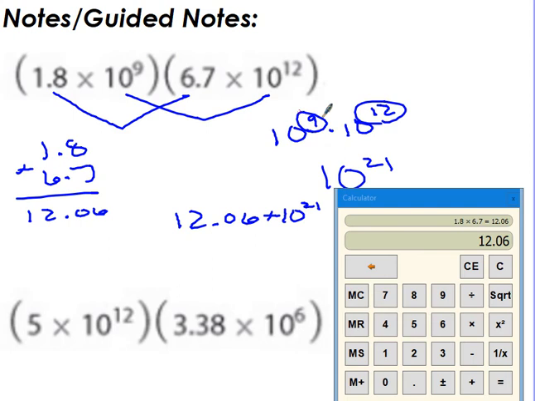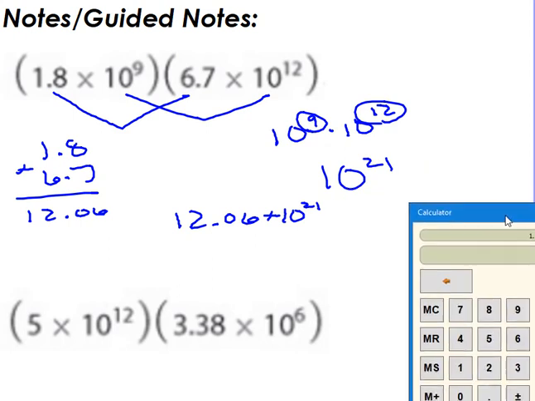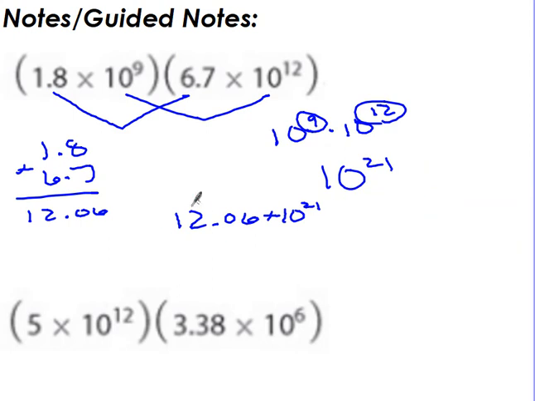Now with multiplication, this is going to happen a lot, where I always have to double check and make sure that this is in scientific notation. Well, 12 is not in scientific notation, it's bigger than 10. So I'm going to move my decimal over once, which means I have to add one. So I'm going to have 1.206 times 10 to the power of 22. And I'm done.